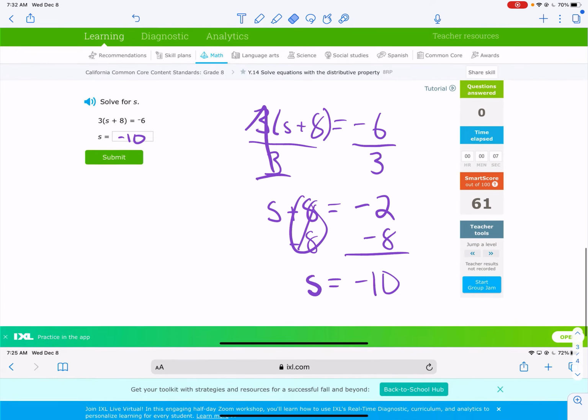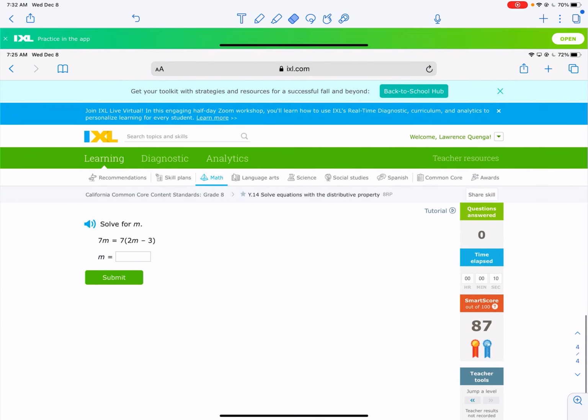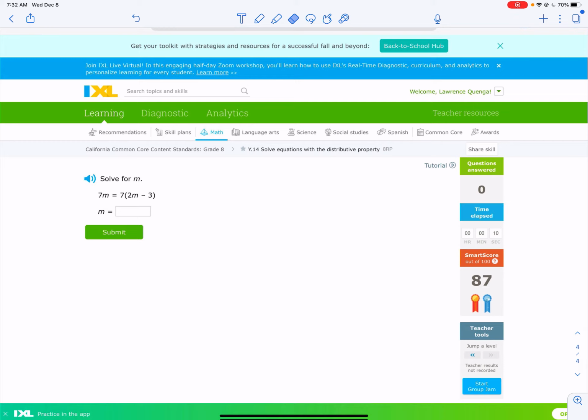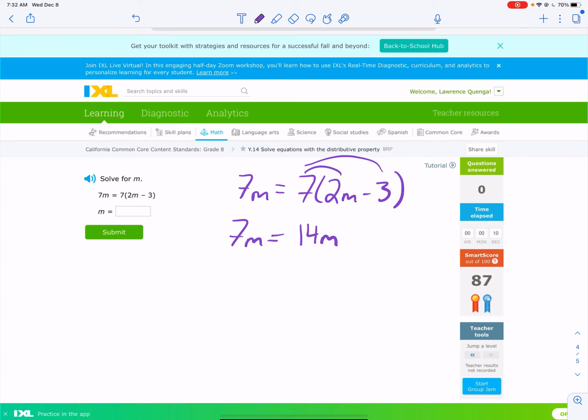Let's see what the next one has in store for us. Maybe this one's a little bit tougher. As a matter of fact, we don't even have to distribute on this one. We can actually divide by 7 because it goes evenly into 7m. But let's just distribute because I think that would probably be the easiest thing for us to do. 7 times 2m is 14m. 7 times negative 3 is negative 21.